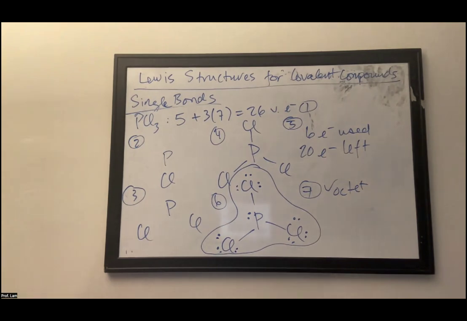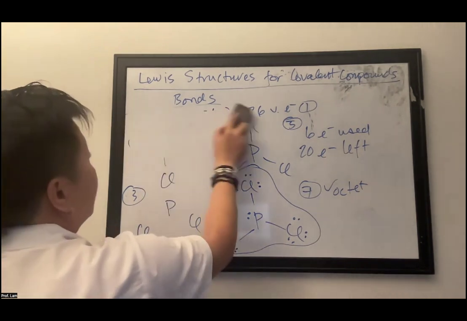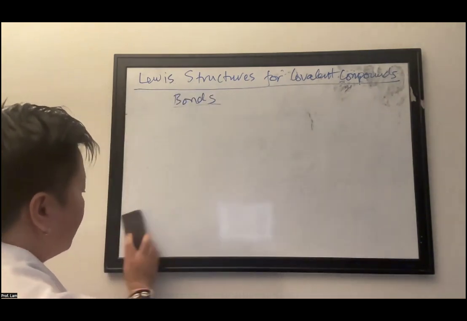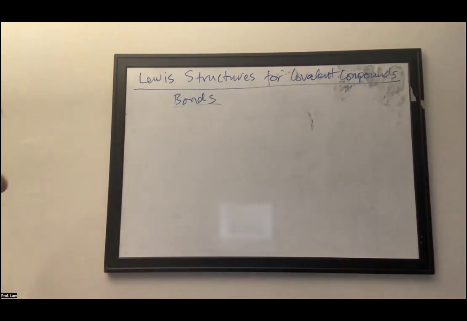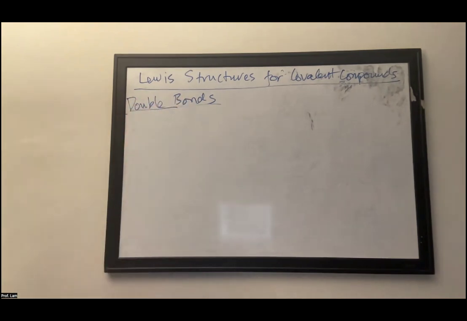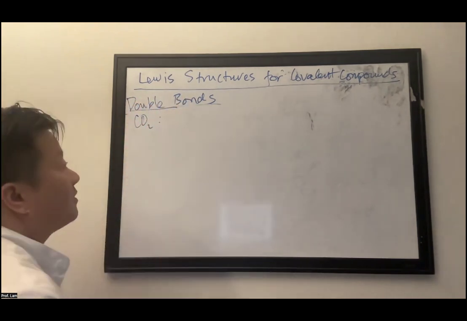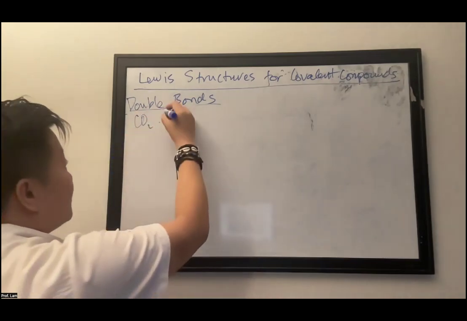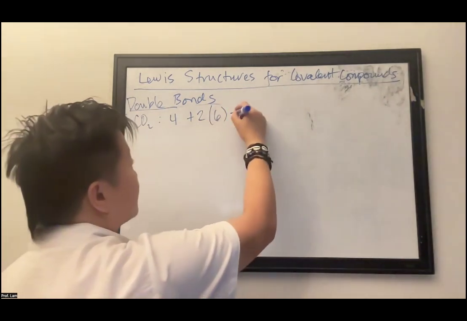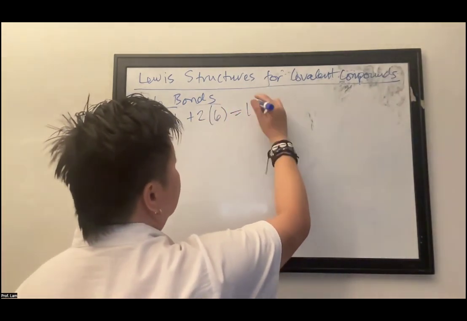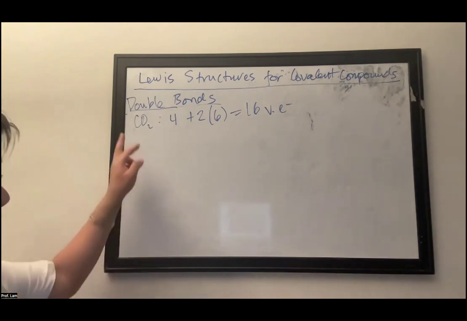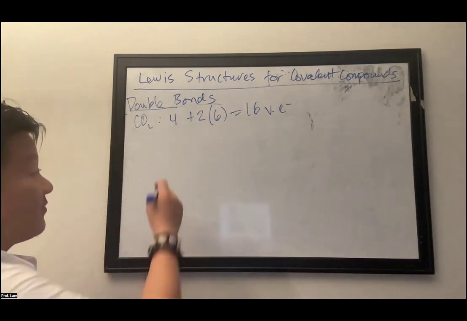Okay. Let's move on to double bonds. First example, CO2. Valence electrons first. So carbon is 4 plus 2 times 6, 6 for oxygen, right? So that's 16 valence electrons. Central atom, well, between carbon and oxygen, carbon's furthest left of the noble gas.